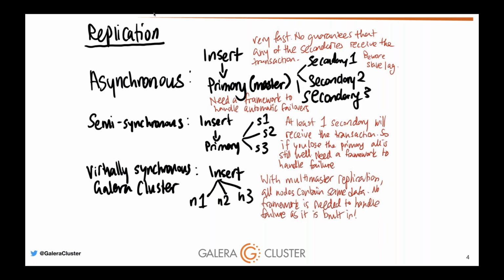which then brings me down to the virtually synchronous Galera Cluster, in which there is no concept any longer of primary and secondary. Everything is basically an equal node, because it's multi-master replication. All nodes basically contain the same data, and because high availability is built into Galera, there is zero need for a framework of any sort. We don't need any frameworks to help you fail over. Basically, failover is built in. You create 3 nodes. If one node goes away, the other 2 are still alive.